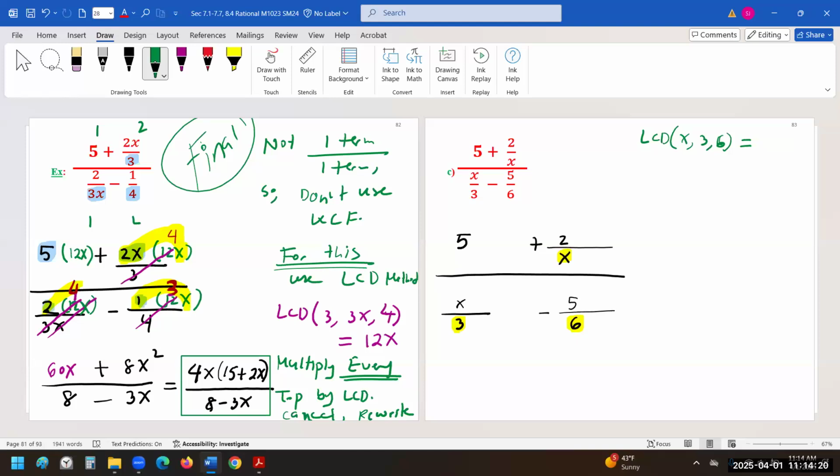So this time we have all the denominators x, 3, and 6. What's the LCD among x, 3, and 6? 6x. Between 3 and 6, 6 is the multiple of 3. So from this we get 6. And the variable x alone, so it's 6 with the variable x. And then what do we do with this LCD? Multiply only the numerators. So 6x, 6x, 6x, and 6x.